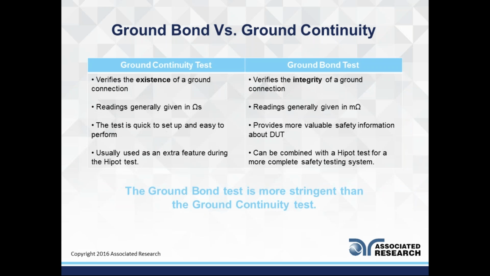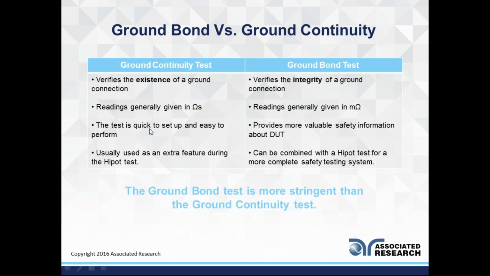So now that we've had a brief overview on what the standards say about both, let's compare and contrast them. Ground continuity verifies the existence of a ground connection, while ground bond verifies the integrity of a ground connection. The readings of ground continuity are generally given in ohms, while the readings for ground bond are generally given in milliohms, because the limits for those are usually 100 milliohms or 200 milliohms.